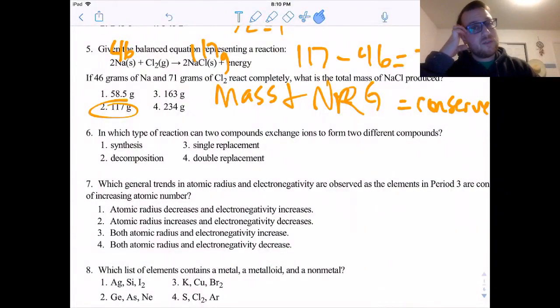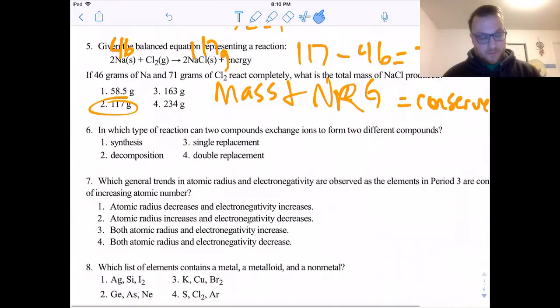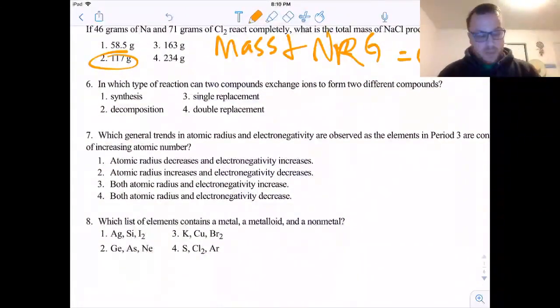Exchange of ions between 2 compounds. So that's just like you have 1 compound here, 1 compound there, and then you get a double switch. A double switch is a double replacement.